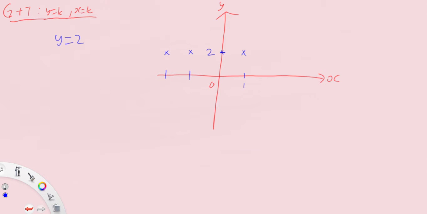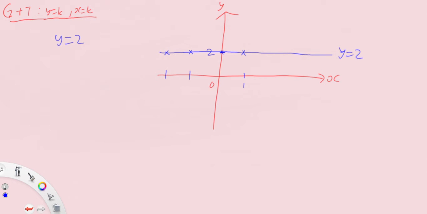So in actual fact, the y equals 2 graph is basically a straight horizontal line passing through (0, 2), and it's just a horizontal line that cuts the y-axis at 2, alright? So that's the y equals 2 graph.